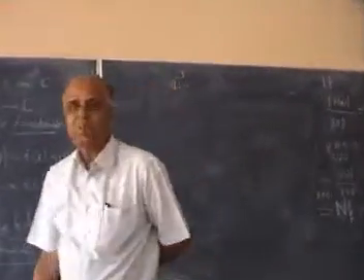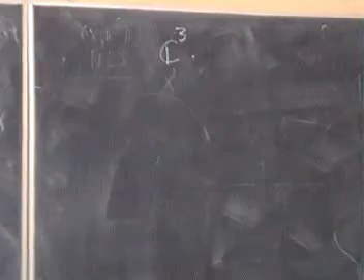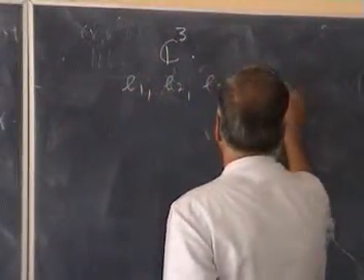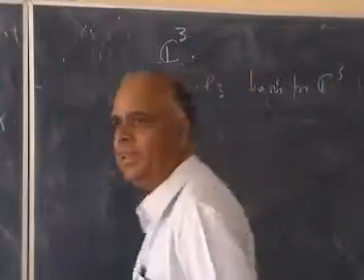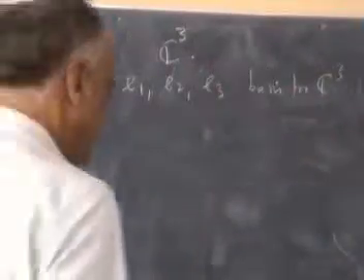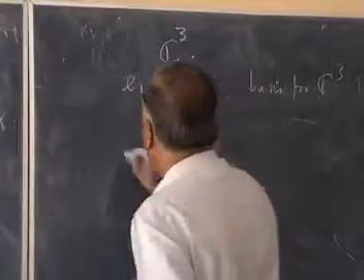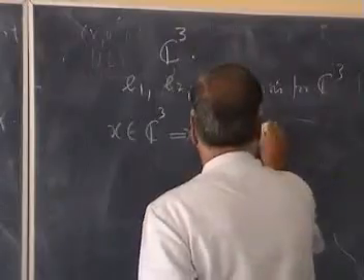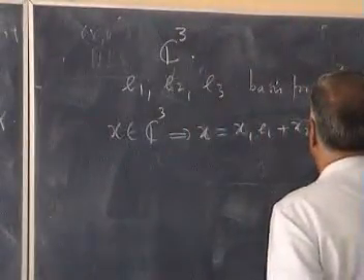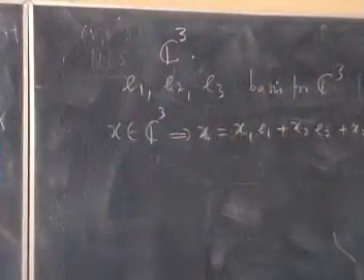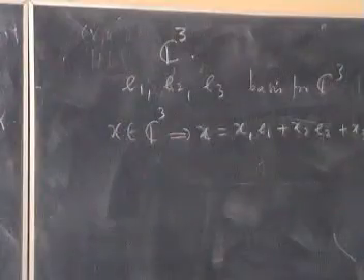What is the dimension of that space? 3. So you can choose any basis. Okay. Let us take any 3 linearly independent vectors, which will form a basis. Okay. So therefore, if we take any vector x in C3, x will be of the form x1 e1 plus x2 e2 plus x3 e3. It can be written as a linear combination of the basis vectors.